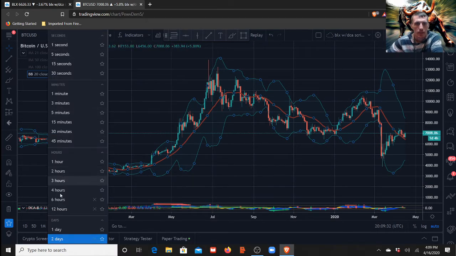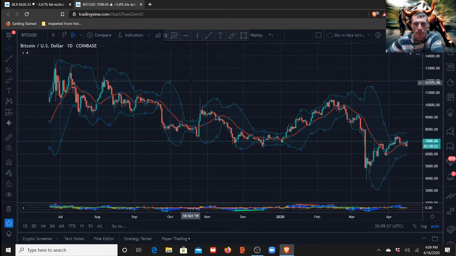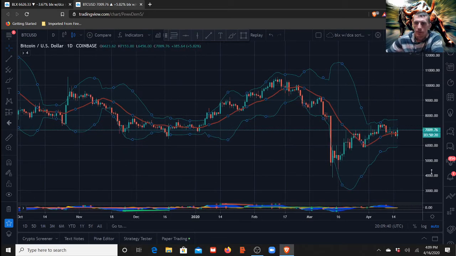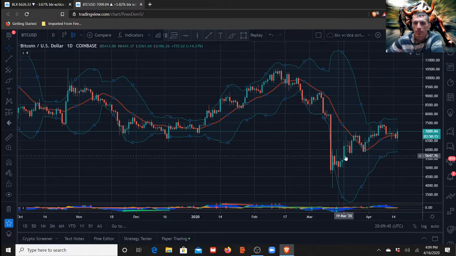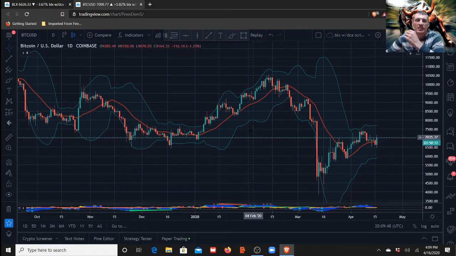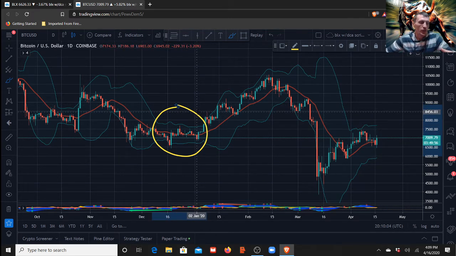Just flip to a 1 day. Stretch it out here. Okay, so you have your upper band, your bottom band, and your middle band. When you see the bands starting to close together, like we have right here in this area, that means volatility is low, and expect it to increase soon.